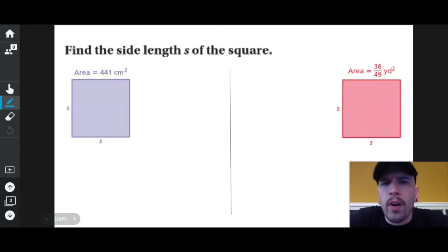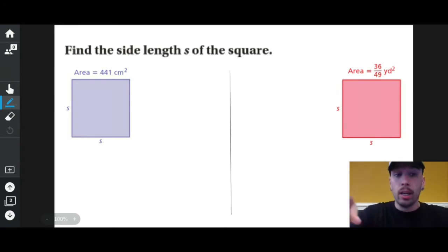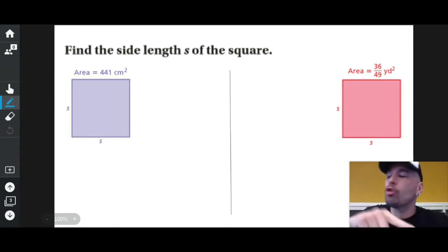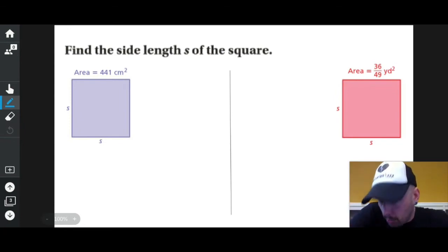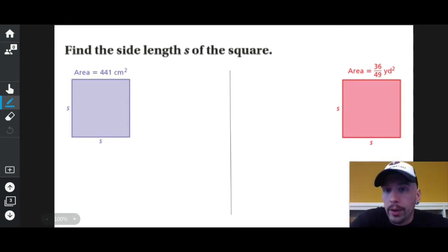If I were to ask you to find the side lengths of the square, let's think logically. If I wanted to find the area of a square, I'd square both sides. That's why a square is called a square, because you square to find the area. Well, what if I gave you the area and I asked you to find the side? Well, that would be the opposite of a square. That would be a square root.